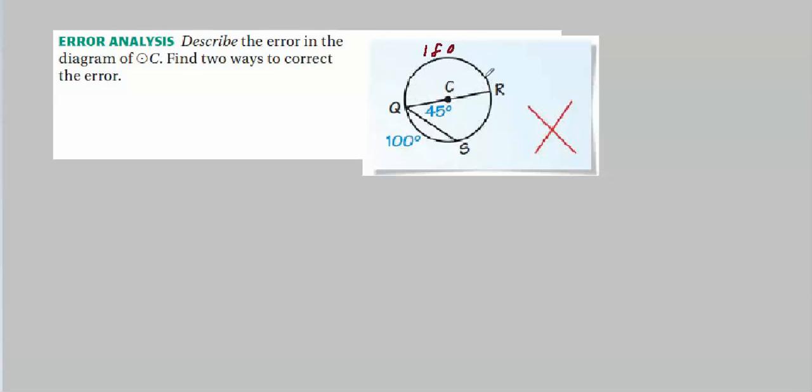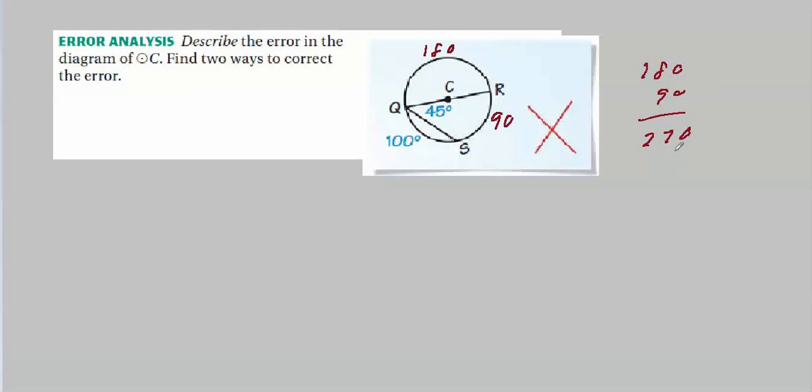The measure of this arc is 45. Well, pardon me. The measure of the inscribed angle is 45, which means the measure of this arc would have to be 90. Well, let's see here. 180 and 90. Kind of looks like 270 to me. Well, 270 plus 100 doesn't add up to 360, does it? So, what would be the problem here?